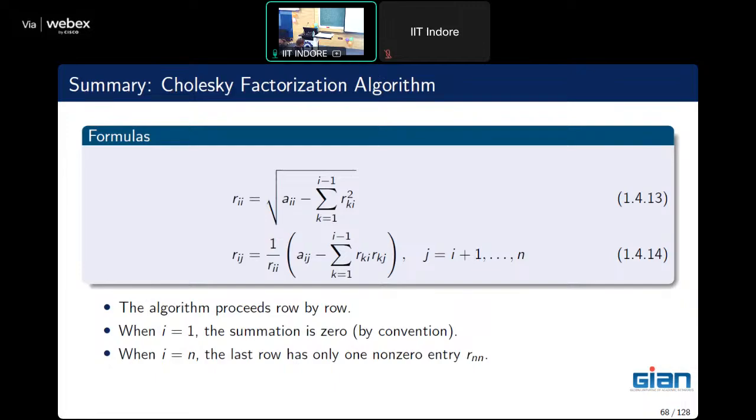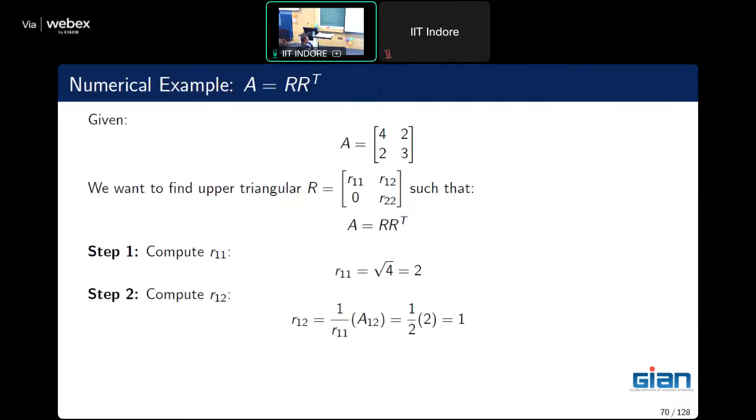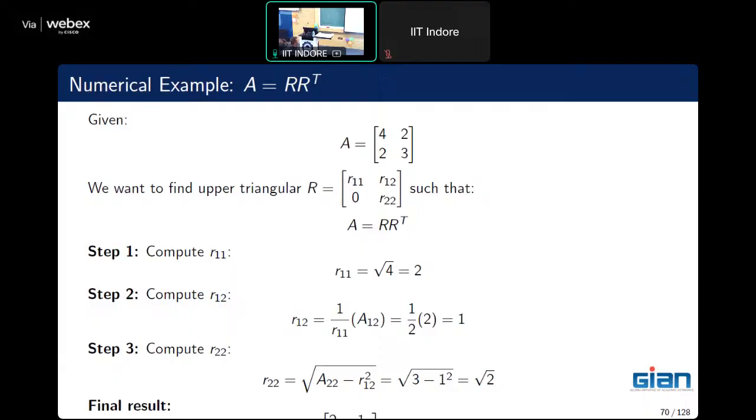Each time you are taking two flops, because there is one multiplication and one subtraction. So each time you have two flops, and the loop is running k from 1 to i minus 1, j varies from i plus 1 to n, and i is again running from 1 to n. So there are three loops in this. From this calculation, you can calculate R12 and R1 like this. And finally, you will get your upper triangular matrix.